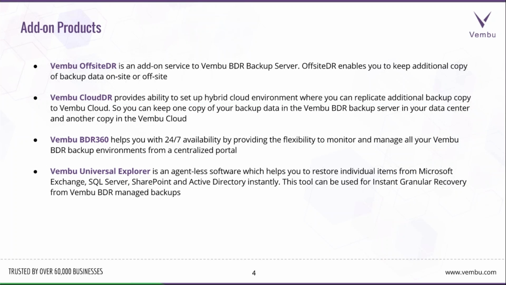So even if a disaster happens on the local environment, you can directly do a global level recovery from the Vembu Cloud. Vembu Media 360 helps you to do better manageability of your servers. It is a single centralized portal where you can manage and monitor multiple media servers from one single portal. And Vembu Universal Explorer is an agentless software that helps you to do a granular recovery of applications like Exchange, SQL, SharePoint, Active Directory. If it is Exchange, you can do a mail level restore, or if it is SQL, you can even do a database level restore with this Universal Explorer.